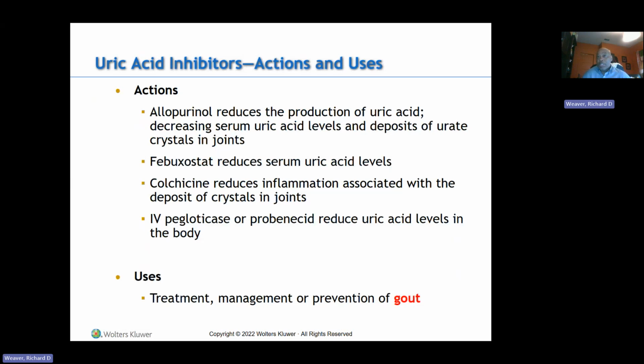Allopurinol reduces the production of uric acid, and therefore it decreases the serum uric acid levels and the deposit of uric crystals in the joints. So if I can reduce the amount of uric acid in the blood, then there's a reduction in these crystals being formed in the joints. This probably accounts for its ability to relieve severe pain of acute gout. So even when the patient has an acute episode of pain from gout, this drug works very quickly to reduce that discomfort.